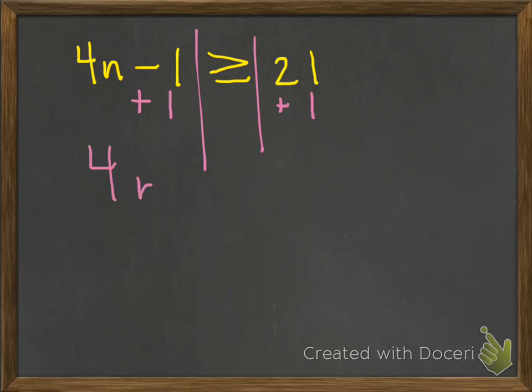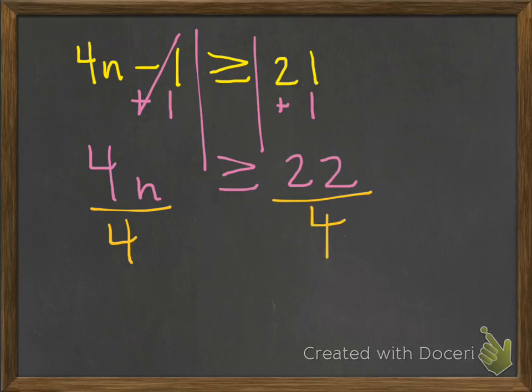I have 4n, -1 plus 1 is 0, so that just cancels out, is greater than or equal to 22. Again, I'm going to find the side that has the variable, and the side with the variable is over here, 4n. I can see 4 is squished next to n, which means multiply, so to get rid of it, I need to divide by 4 on both sides. 4 divided by 4 is 1, so you can cross that out because it tells us we just have 1n.